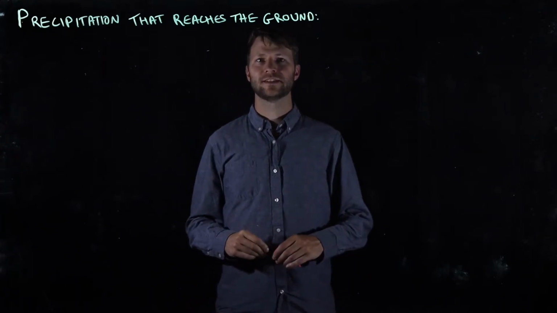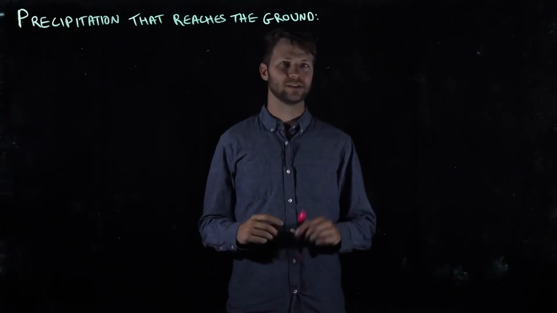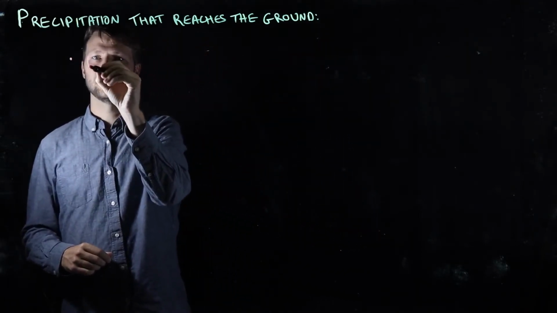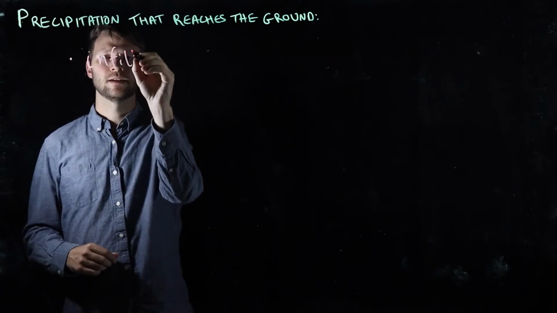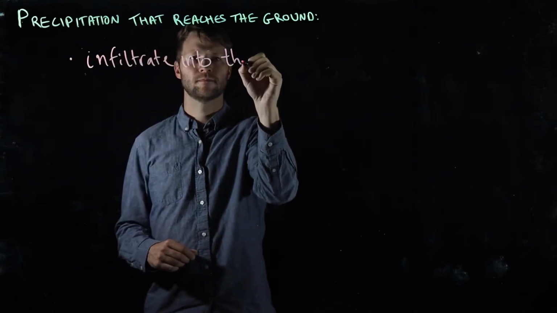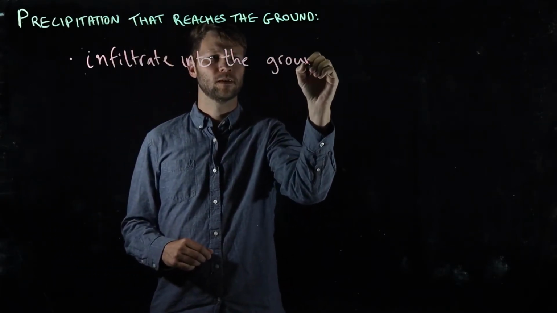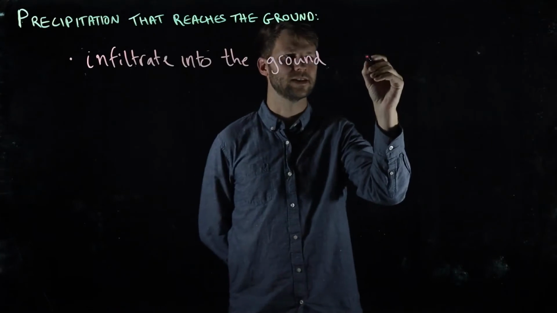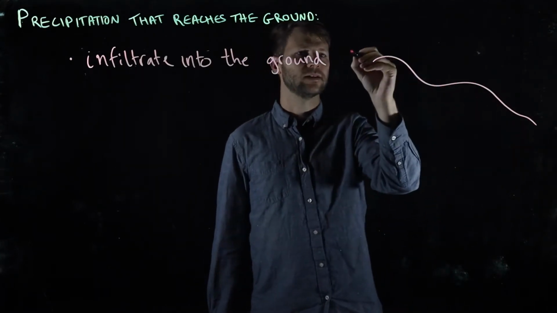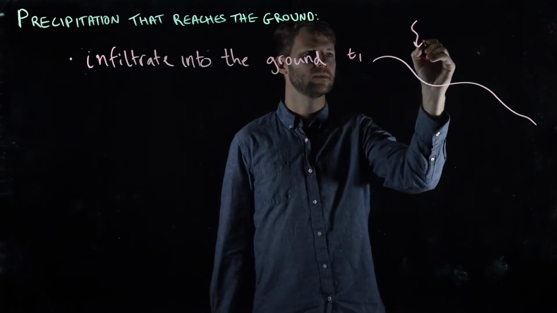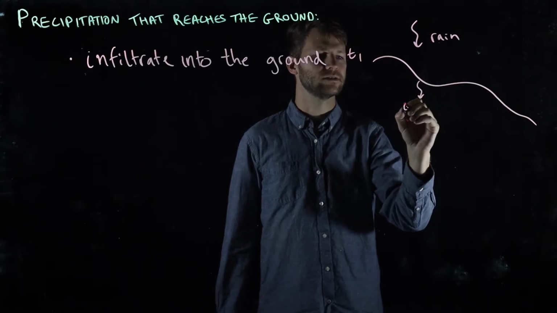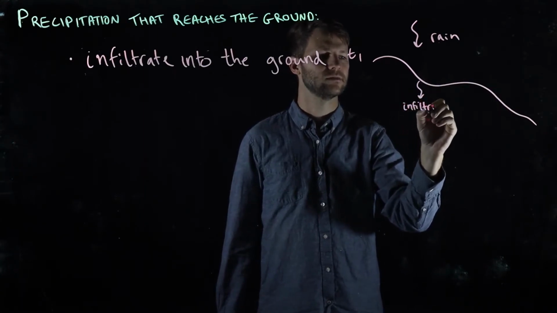When precipitation doesn't get intercepted and actually reaches the ground, it can do one of a few things. One, it can infiltrate into the ground. And so if I were to draw, for example, a schematic cross-section of a hill slope here, and if this was time 1 and there's rain coming in, the water can go into the ground via infiltration.